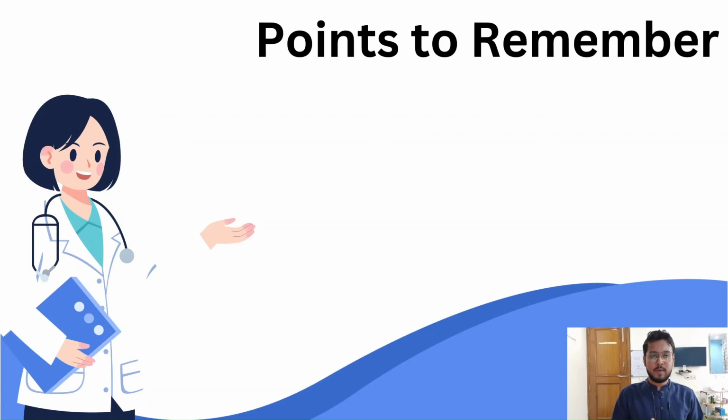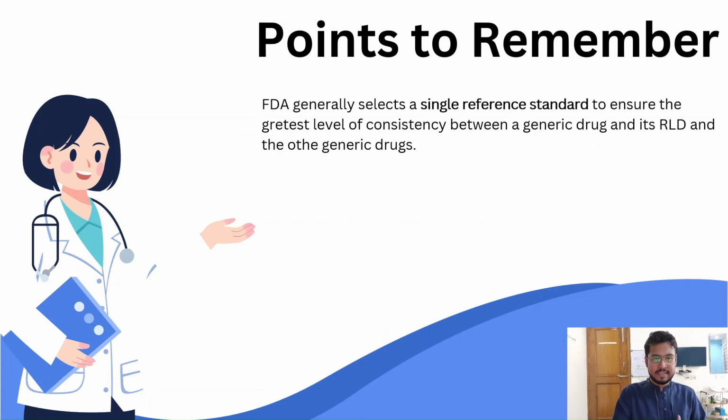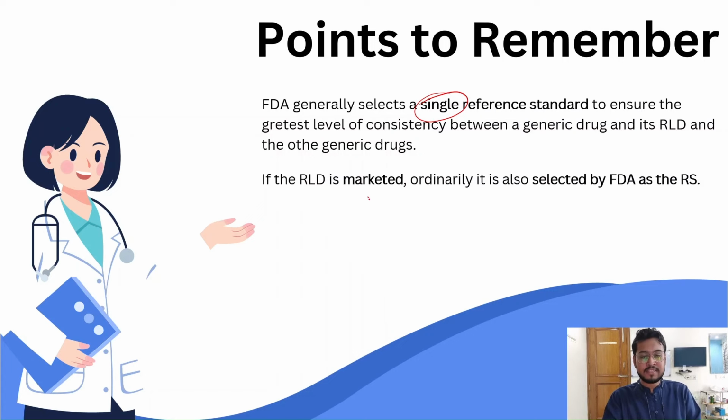Now let's discuss some of the points which are very important. So first one is that FDA generally selects a single reference standard to ensure the greatest level of consistency between the generic drug and the RLD. That means if the RLD is still in the market and is being sold, then FDA will select it as the RS. That means your RS will be nothing but your RLD.